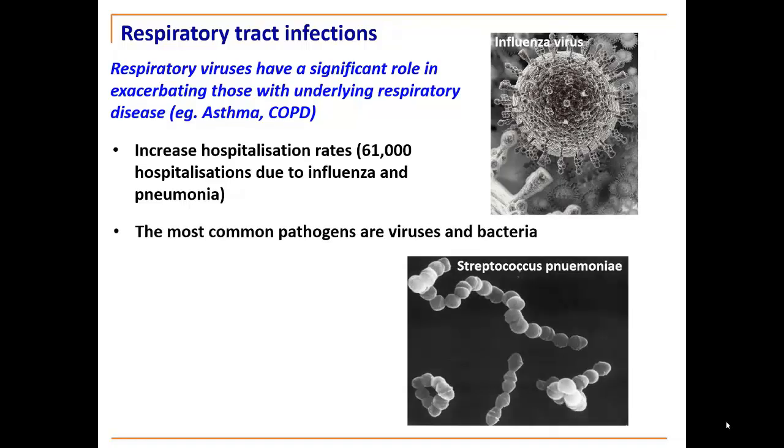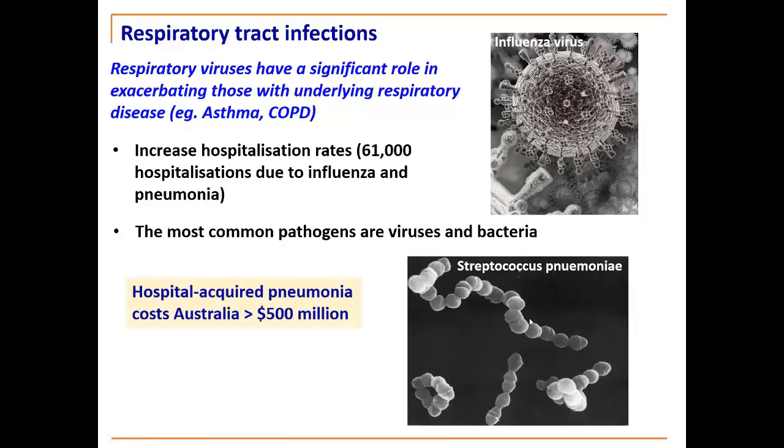And like we said, the most common pathogens are viruses and bacteria. And so you can see a nice image of an influenza virus up there and a nice picture of Streptococcus pneumoniae bacteria. And your hospital-acquired pneumonia infections cost Australia in excess of $500 million every year.